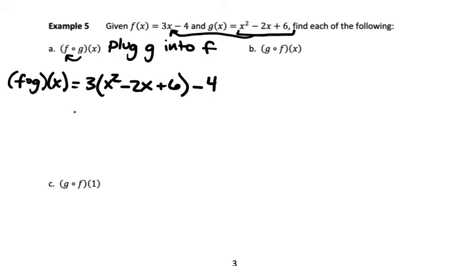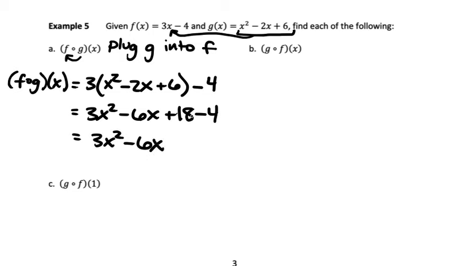So what I'm going to do first is distribute the 3. So that will be 3x squared minus 6x plus 18. And then I need to combine any like terms. So we have 3x squared minus 6x, and then plus 18 minus 4 gives me plus 14. So this is my answer right here.